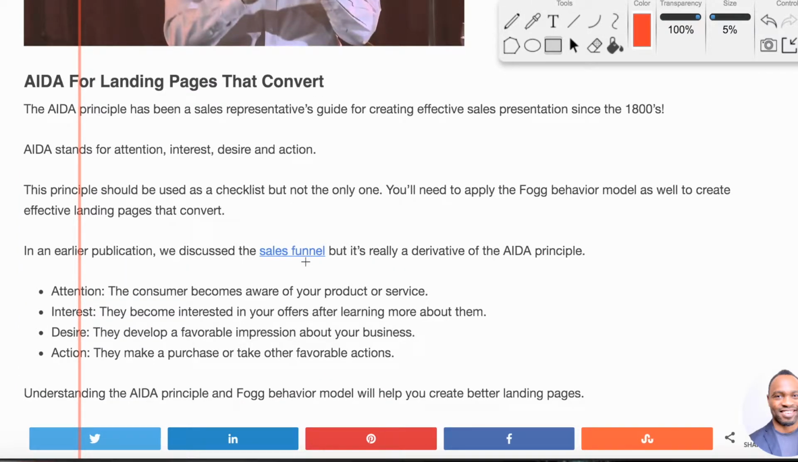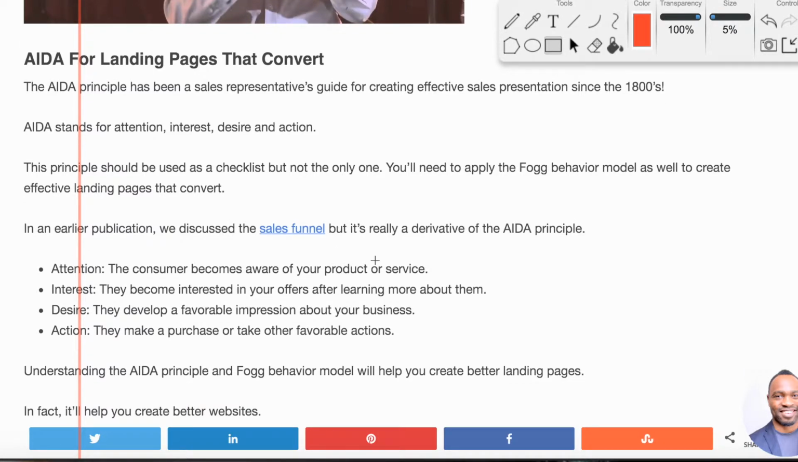Okay, so for the AIDA principle: Attention. The consumer becomes aware of your product or service. Interest. They become interested in your offers after learning more about them. Desire. They develop a favorable impression about your business. Action. They make a purchase or take other favorable actions.